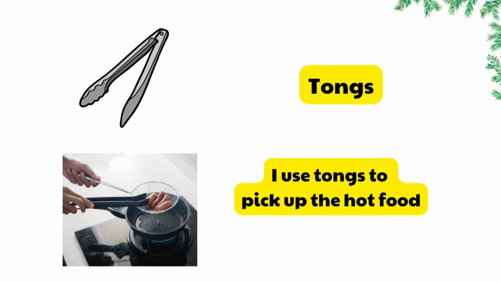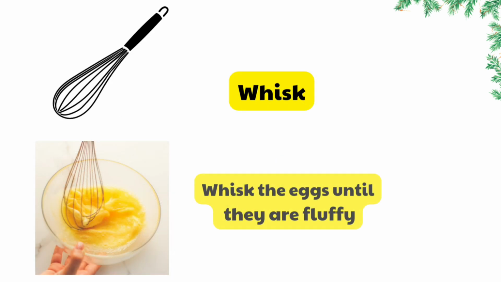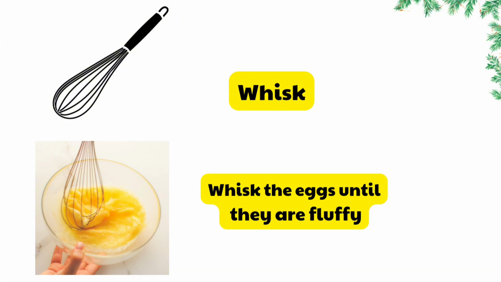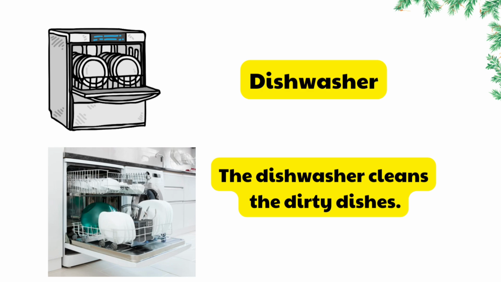Tongs. I use tongs to pick up the hot food. Whisk. Whisk the eggs until they are fluffy. Dishwasher. The dishwasher cleans the dirty dishes.